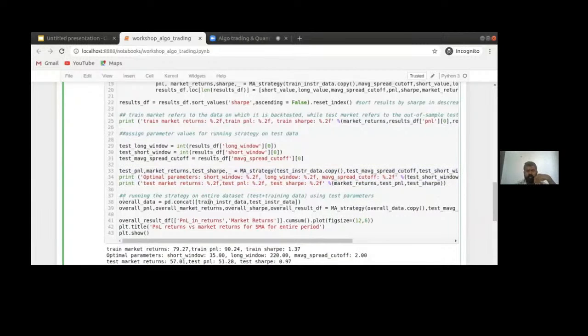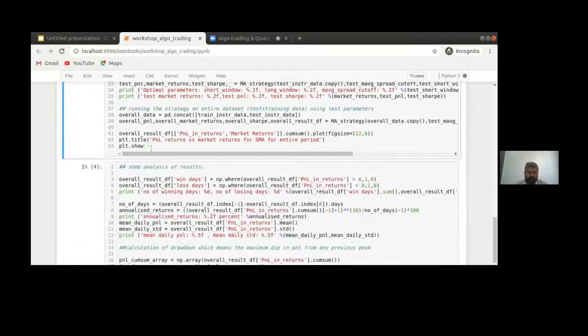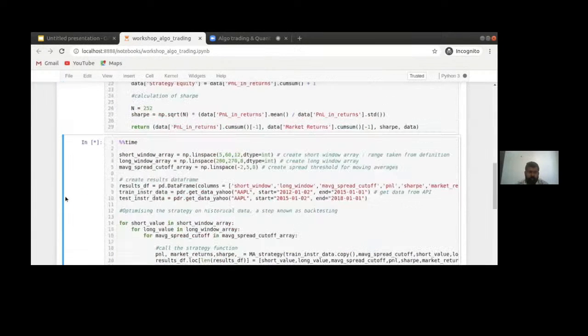Now, at the end, I would like to see how these parameters would have performed over the entire period. So here I have collated both the datasets into overall data, then I run this strategy over the overall data and figure out how it would have looked. So let's run it once. This will probably take a few seconds.